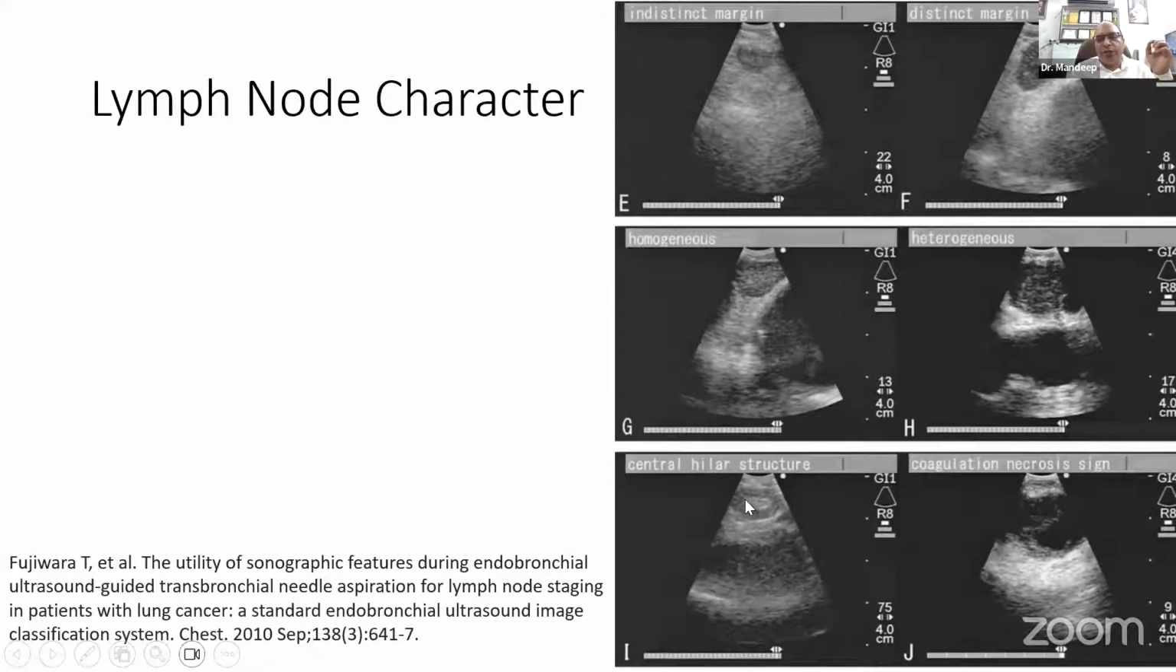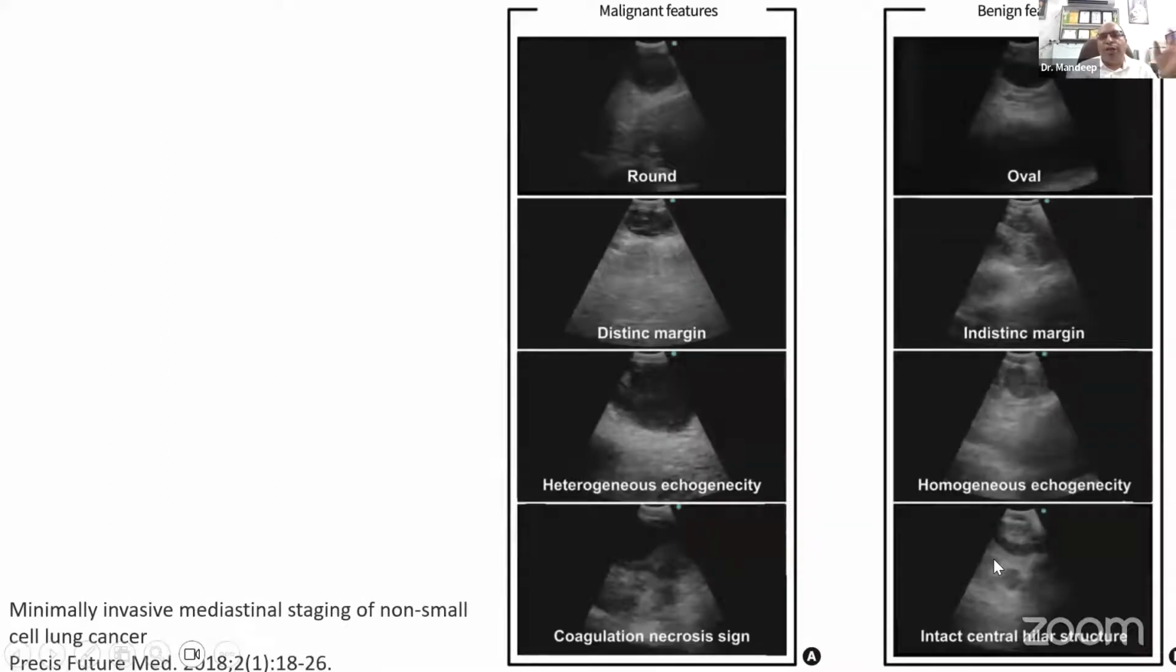In this lymph node, the central hilar structure is well described. And in the last slide, there is coagulation necrosis. So how do these characters help us to distinguish between the benign and malignant? The round ones are more in favor of malignant lymph nodes as compared to the benign, which are usually oval in shape. The malignant lymph nodes usually have a distinct margin as compared to the indistinct margin, which may be seen in tubercular and other inflammatory disorders.